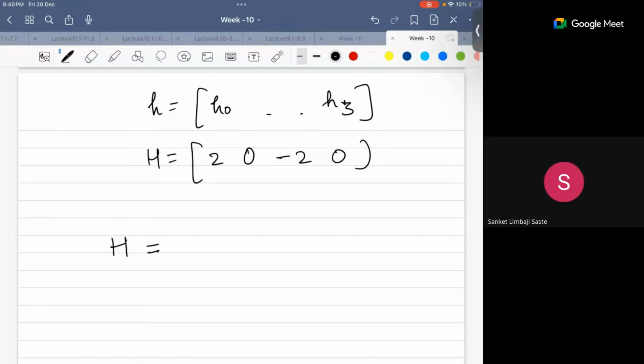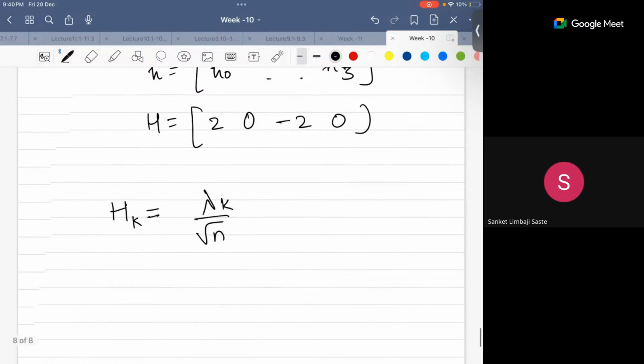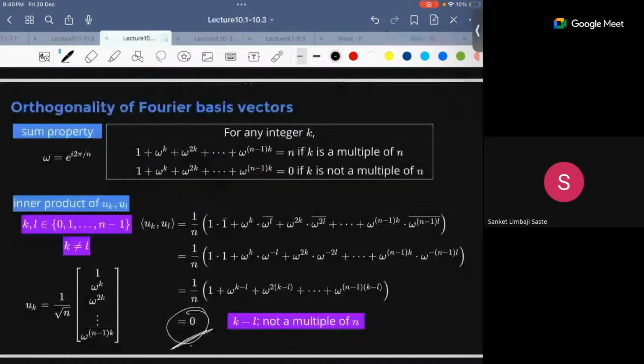Lambda k by root n. Okay, lambda k by root n, that is fine. But you can't calculate the lambda that way, it is the inner product of h with the orthonormal basis. See, there is one more formula. Lambda, how do you write it? If you expand this, how will you expand this? You can see the expansion there.